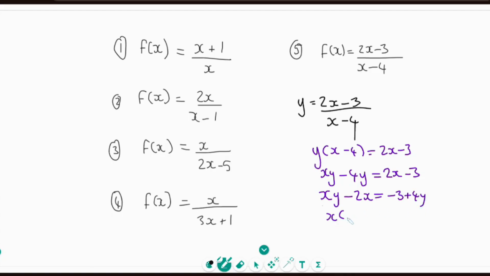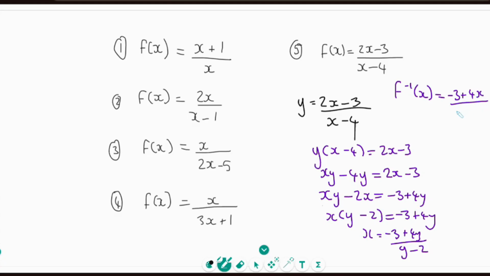I'm going to factorise. And then I'm going to divide both sides by y minus 2. So x is equal to minus 3 plus 4y over y minus 2. I am now just going to write in function notation and replace the y's with x's. The alternative to this answer is 3 minus 4x over minus x plus 2.